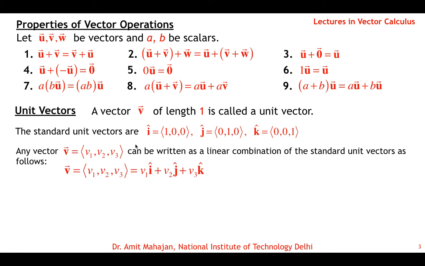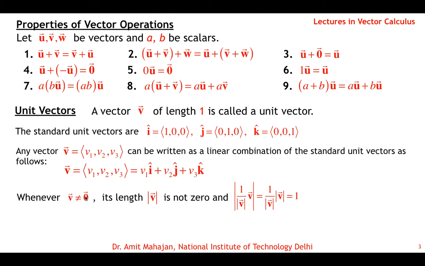Any vector v in three-dimensional space with ordered triplet v1, v2, v3 can be written as a linear combination of these standard unit vectors, as v1 i plus v2 j plus v3 k. So i, j, k are the unit vectors in the direction of x, y and z respectively.